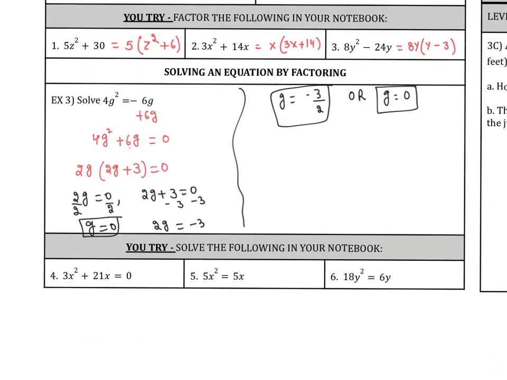Now you're going to try problems number 4, 5, and 6 in your notebook, and we will go over the answers together.